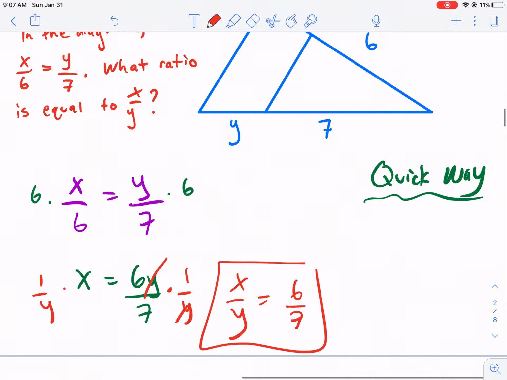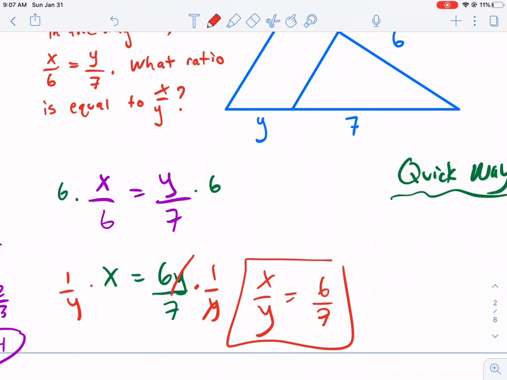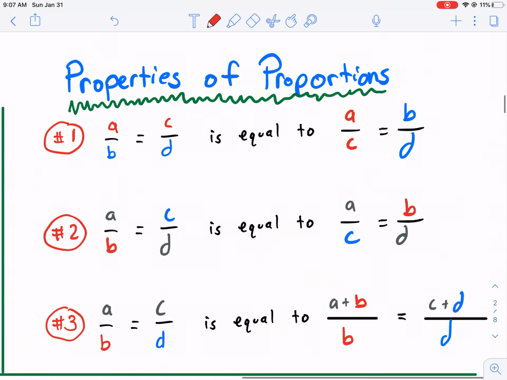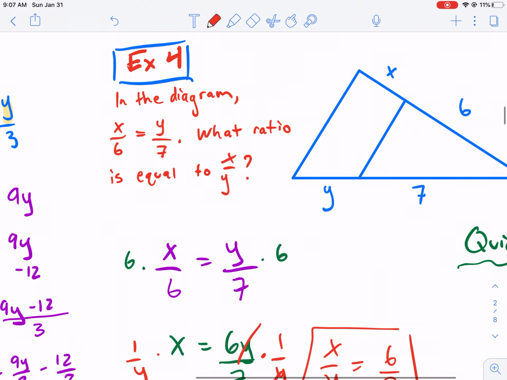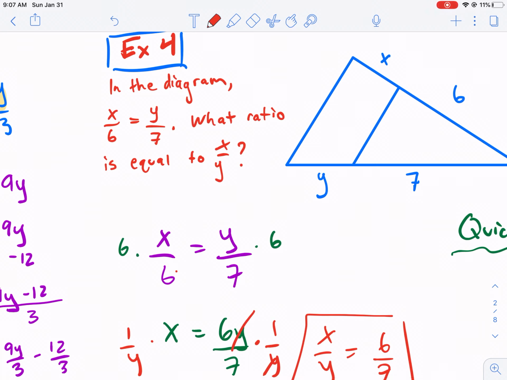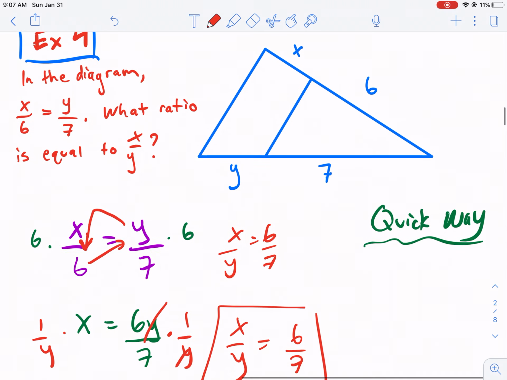Okay? That's one way. The other way to do it, as we talked about earlier, is to use this method right here where we did the good old-fashioned switcheroo. Okay? So here we could switcheroo. We could switch this for this guy, move him there, and we just get x over y equals 6 over 7 after he teleports over there. Okay? That was one of the properties we learned.